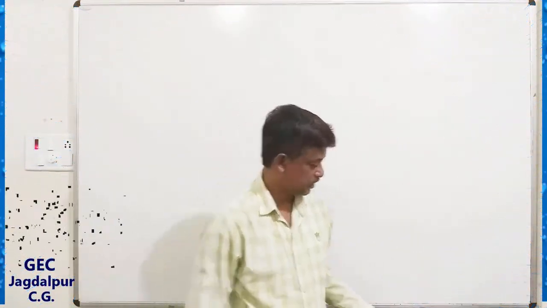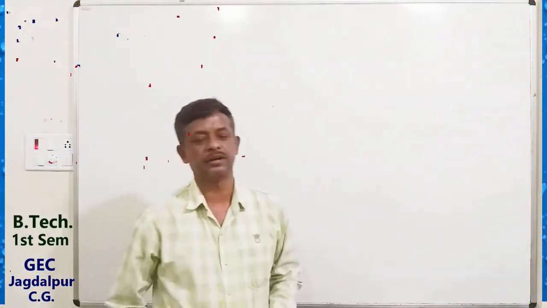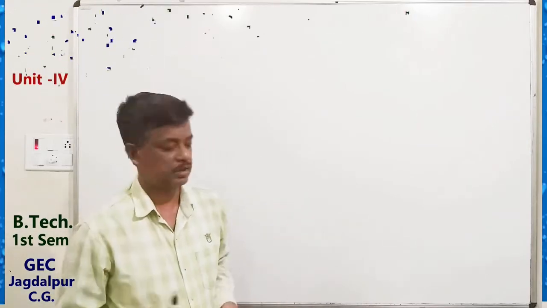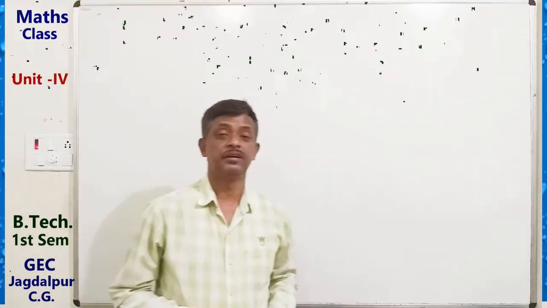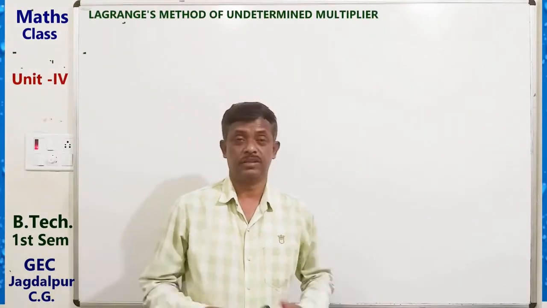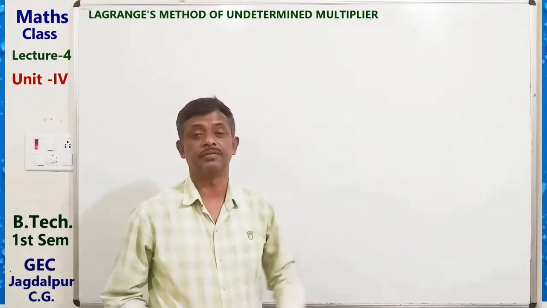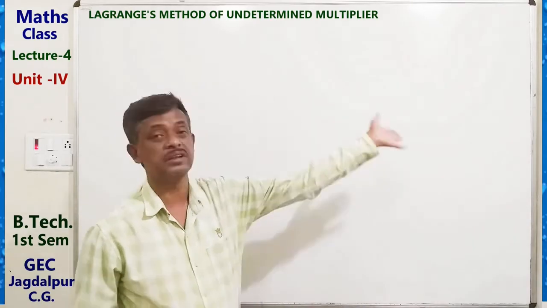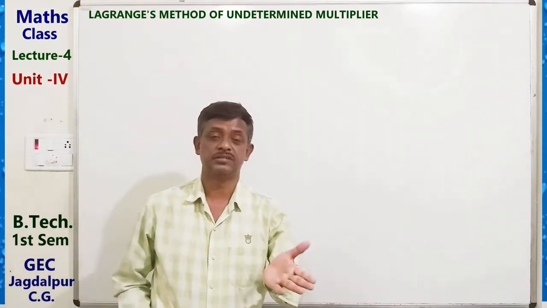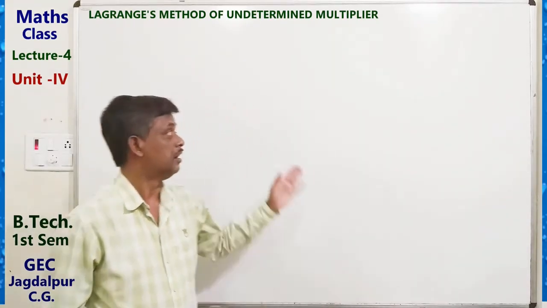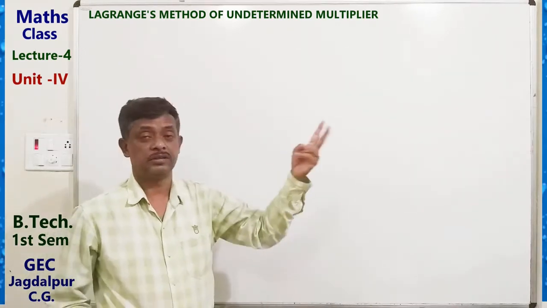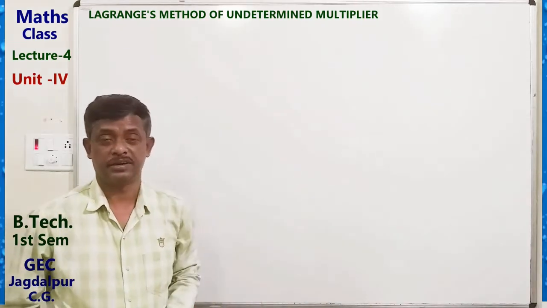Hello dear students, today I will discuss Lagrange's method of undetermined multipliers. That is for finding a stationary value in the case of finding maximum and minimum values of a function of several variables. Several variables means multivariables, more than one variable: two variables, three variables, and so on.